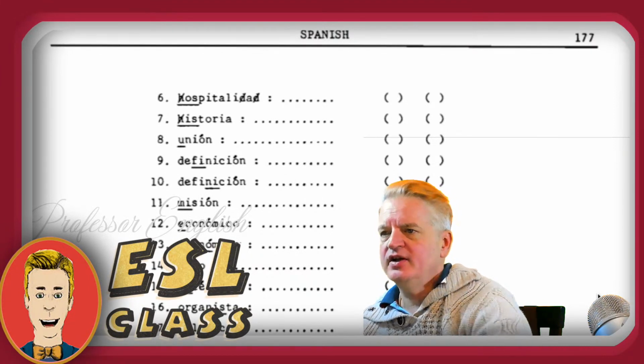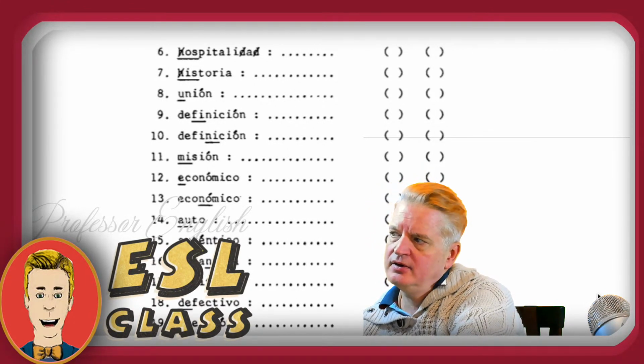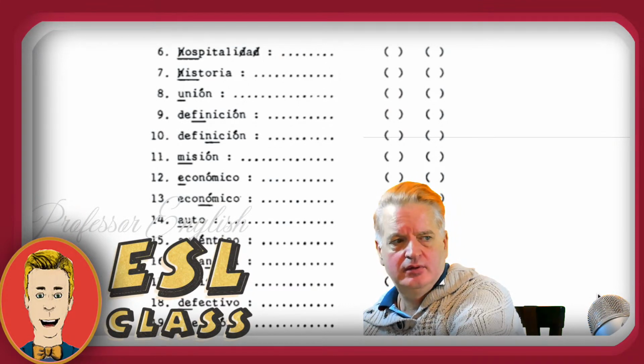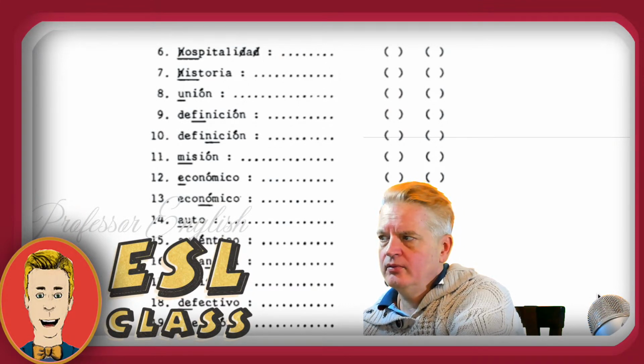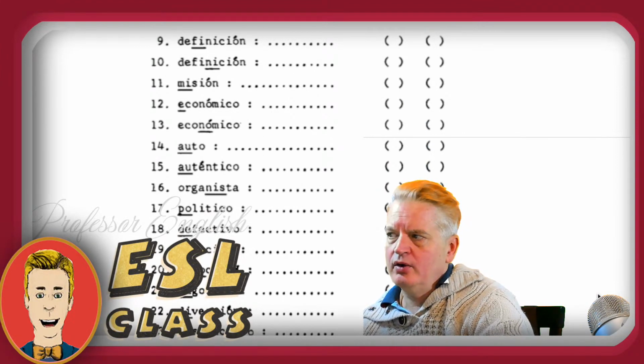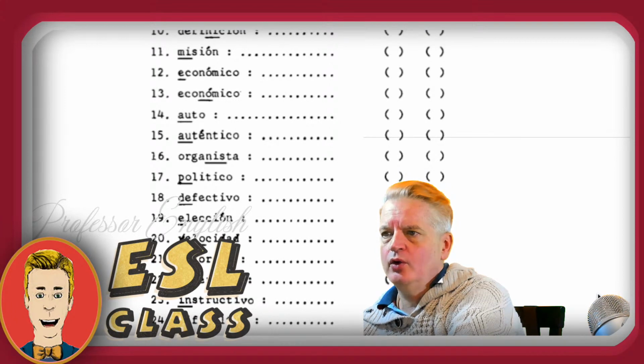10. Number 10 is also definición, and the underlined syllable is ni. 11 is misión, and the underlined syllable is mi. 12, the word is económico, and the underlined syllable is no. Económico. And the underlined syllable is no.